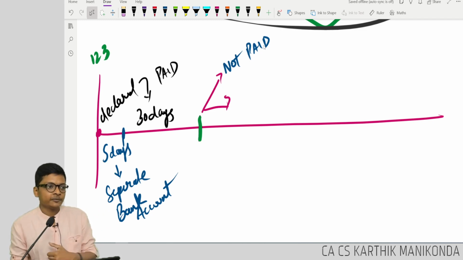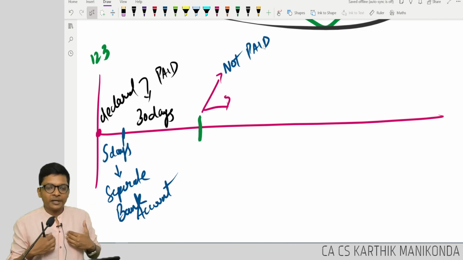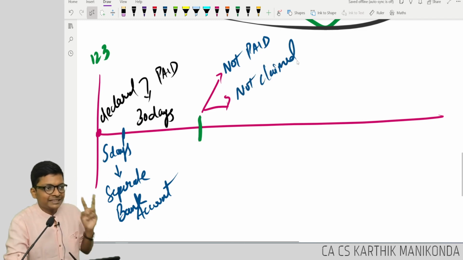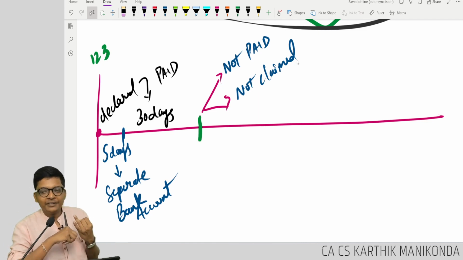So whom to pay? Aishwarya only. So I have to call Aishwarya. She is not picking up the phone. Is it my fault? Not my fault. So the second thing is dividend not claimed. So two things can happen after 30 days: dividend not paid or dividend not claimed.